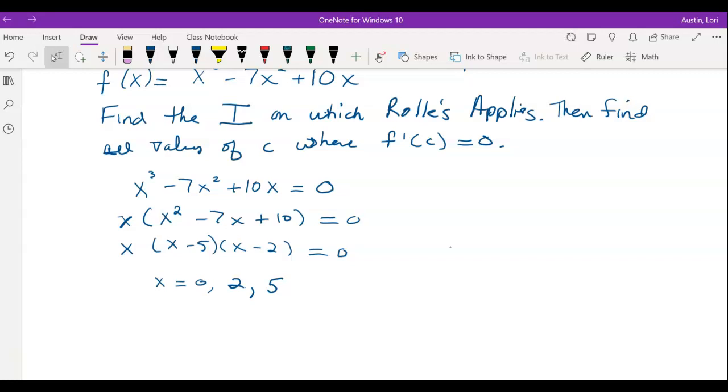So if you pick 2, 5, how many C values do you think you're going to get? Probably 1. If you pick 0, 5, how many C values are you going to get? Probably 2, right? Because you're going to get a C value between 0 and 2, and a C value between 2 and 5. So however you want to do it, if you're just asked to find an interval, we'll just pick the largest one and find all the C values. So our interval is going to be 0 to 5.